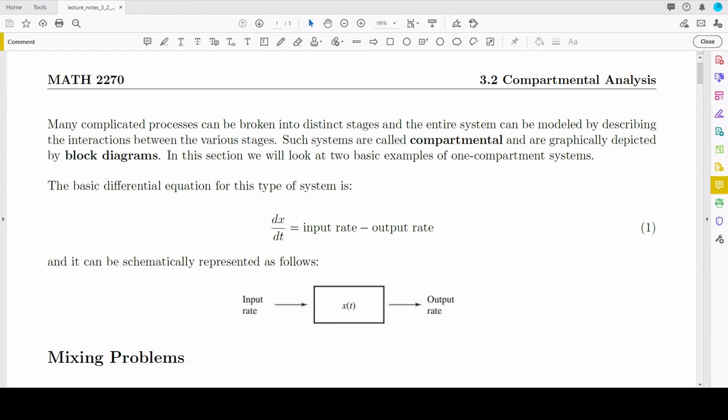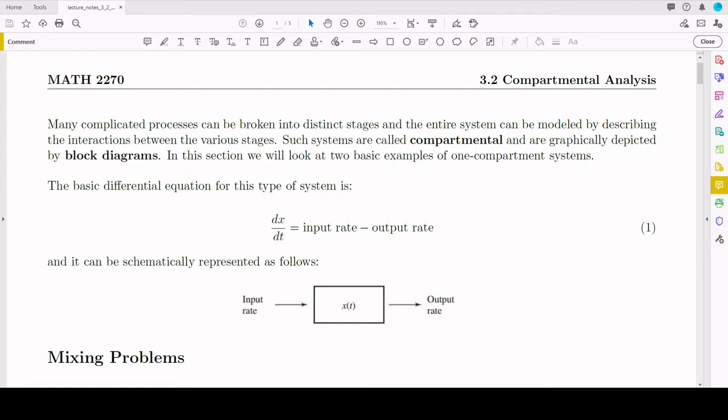In this section, we'll talk about an application of differential equations called compartmental analysis. Many complicated processes can be broken down into distinct stages, and the entire system can be modeled by describing the interactions between various stages. Such systems are called compartmental and are graphically depicted by block diagrams. In this section, we will look at two basic examples of one compartment systems.